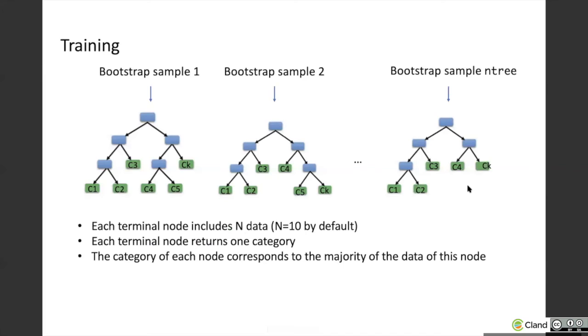You have to set the number of data in each terminal node in order to stop the tree building procedure. Of course, if you don't stop it, you may have something like one data in each terminal node. Quite often, we consider that we should have at least 10 data in each terminal node. And then you can use the forest for prediction. So for example, if you use the first tree for one individual, maybe it will predict C4. For the second tree, will predict C5. Maybe the last tree will predict C2 for the same individual, and then you average all the values.